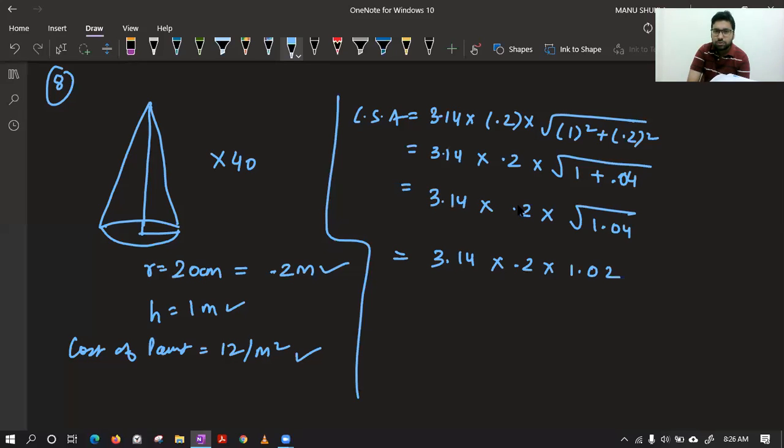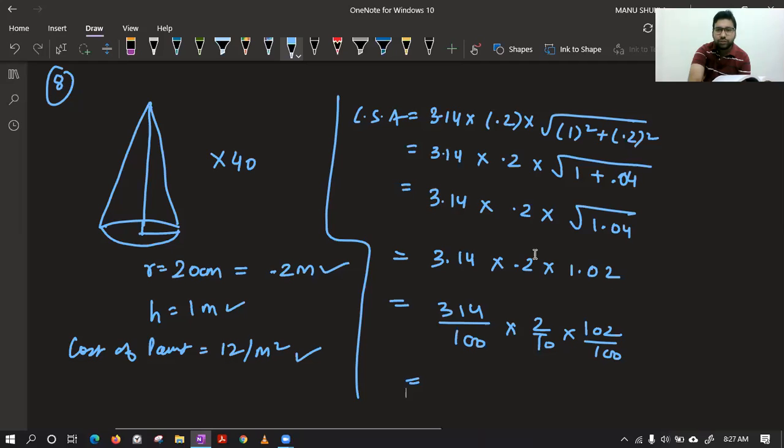Now if you solve it, class, tell me what it becomes. 314 upon 100 into 2 upon 10 into 102 upon 100. Tell me the answer. Don't divide, because the zeros should be left like this only. Just multiply these three and tell me the answer. What is the curved surface area? 32028. Okay, but Utkarsh, these zeros, what about them? Please check again.